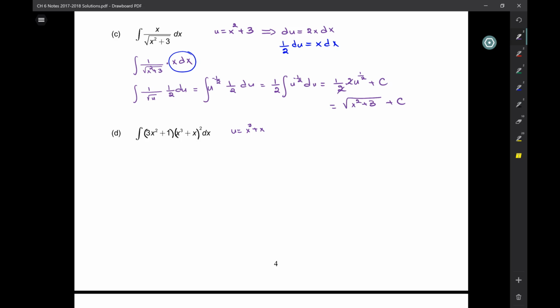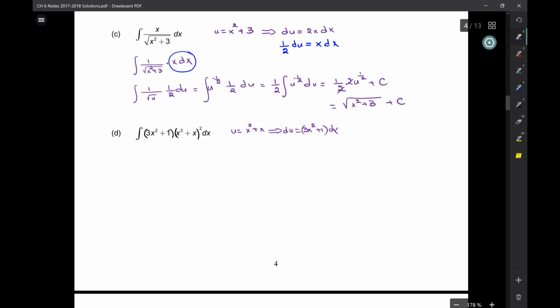So this one has been inserted into a squaring function. So we take the inside, x cubed plus x, and then du, see that? Du is equal to 3x squared plus 1 dx. You see how beautifully it works out?